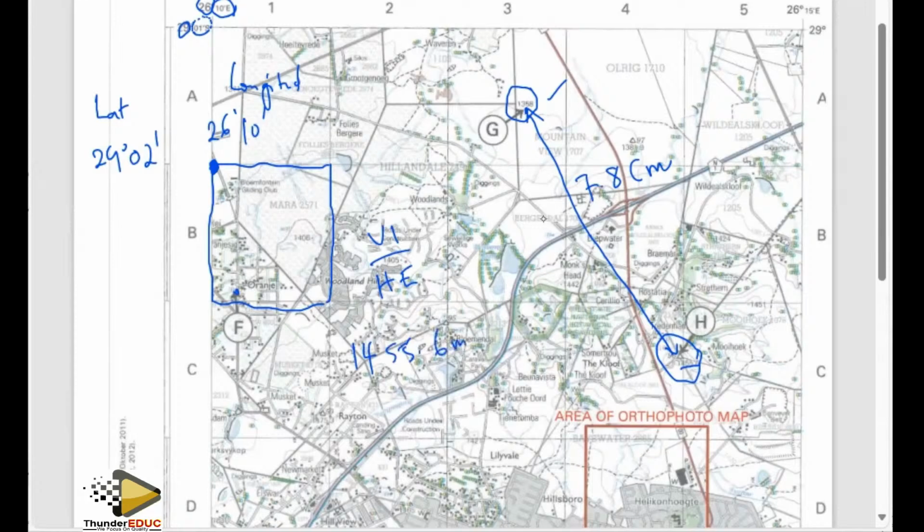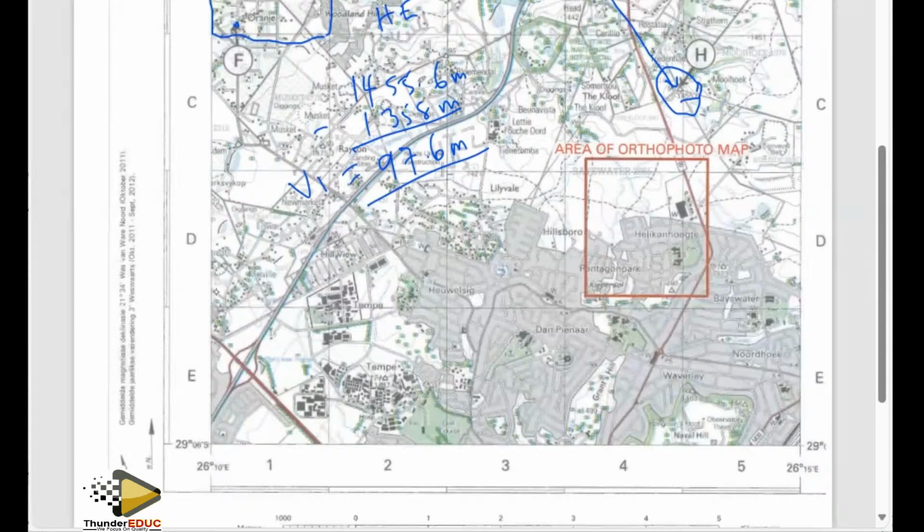So it's 1455.6 meters minus the height of the spot height, which is 1358. If we subtract these two, they are all in meters, we get 97.6 meters. This is our VI. We put it aside. Then we go to our HE.